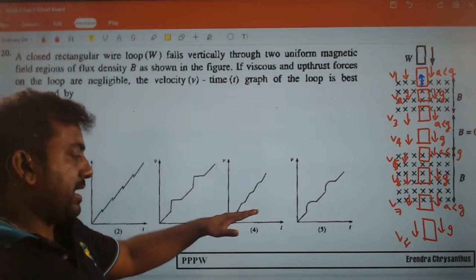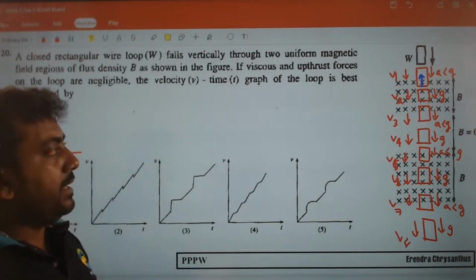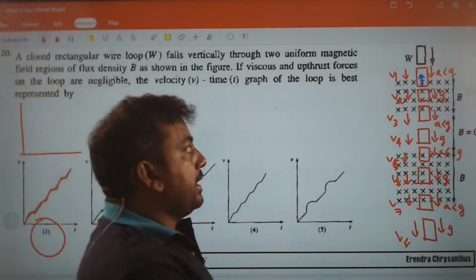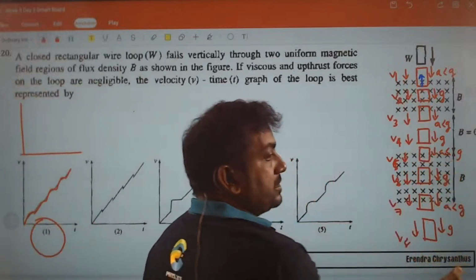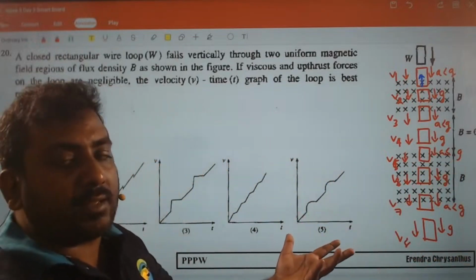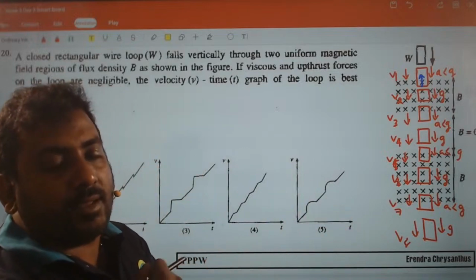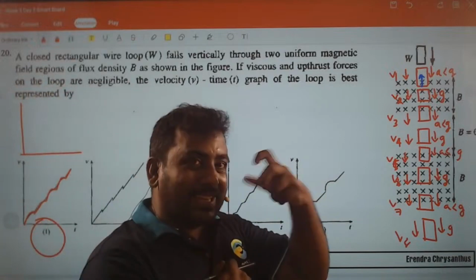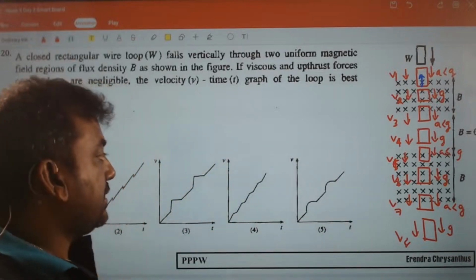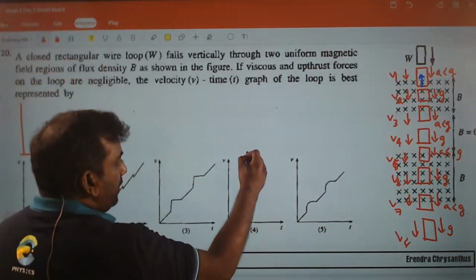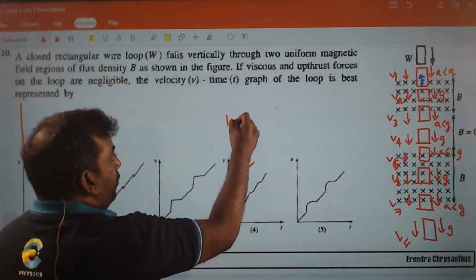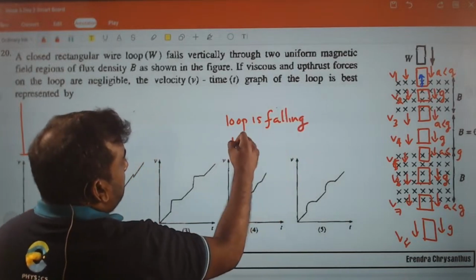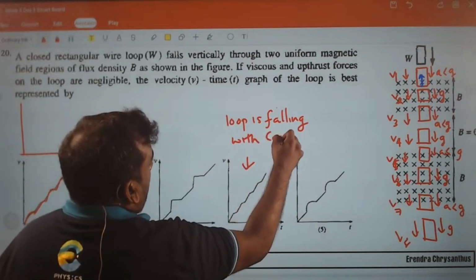Here it's going to be a straight line. Straight line means it is going with a constant velocity. Same force. Here same velocity means same force. Same force means what? Same deceleration. So constant deceleration. Or acceleration is lesser. Positive acceleration is less. So you think when this might occur? This might occur. Loop is falling with constant speed.